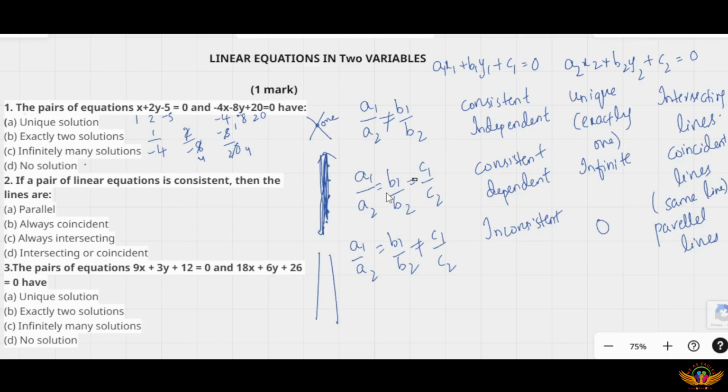So see the second rule. a1 by a2 is equal to b1 by b2 equal to c1 by c2. Hence it is a consistent and dependent equation. It has infinitely many solutions. Hence the option C is correct.